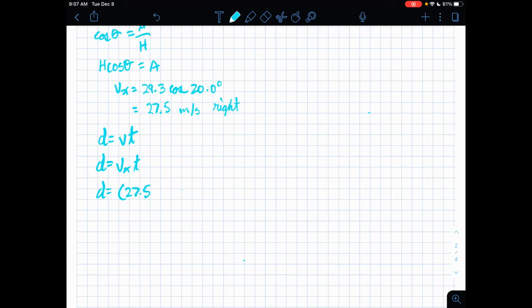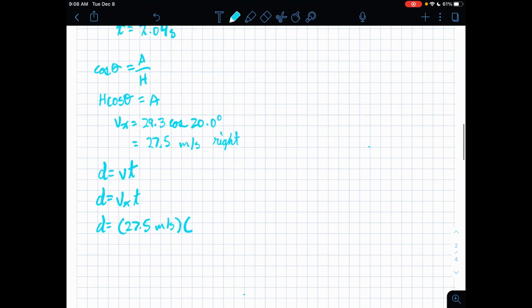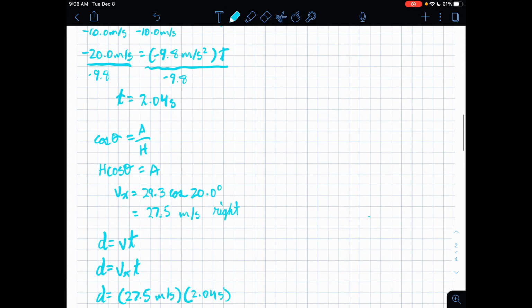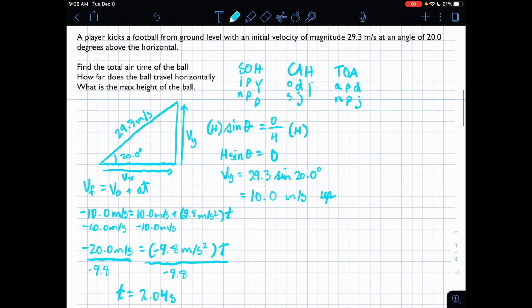D would be 27.5 meters per second times the total airtime of the ball, which is 2.04 seconds. And d is equal to 56.1 meters traveled. So with that, you've found how far the ball travels horizontally. Now, if you were to find the max height of the ball, that's the final part of this question.